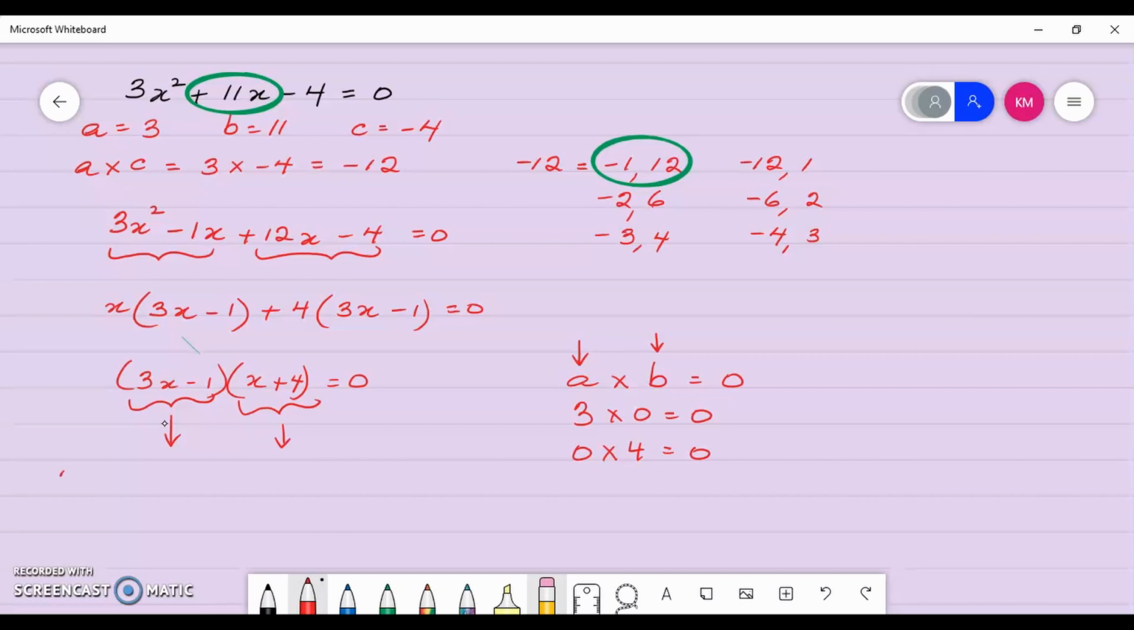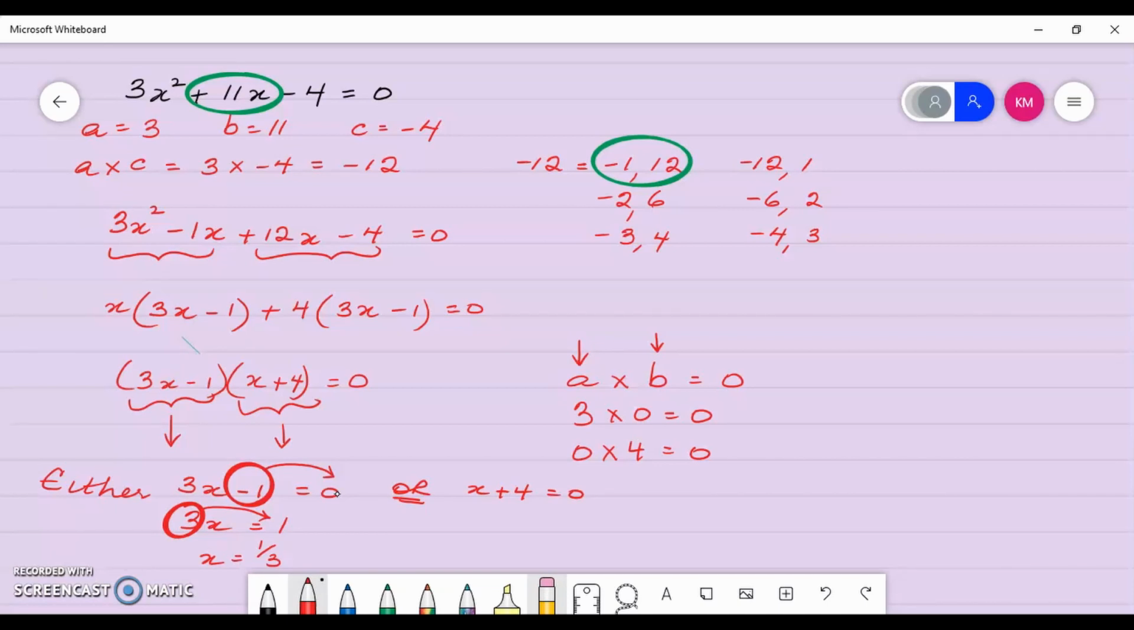So then I can write this statement here. Either 3x take away 1 is equal to 0 or x plus 4 is equal to 0. So I can solve for what x is here. If 3x take away 1 is equal to 0, it's going to mean 3x is equal to, I take this, I carry it across there, I'm going to get 1, then 3 goes across to be divided, it's going to be x is equal to 1 divided by 3, x is a third.